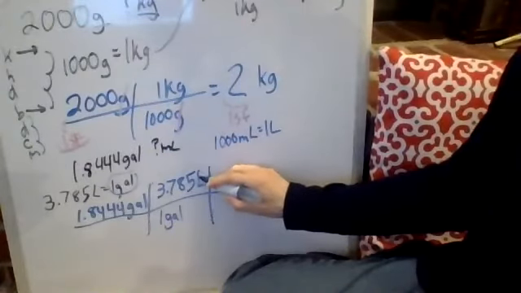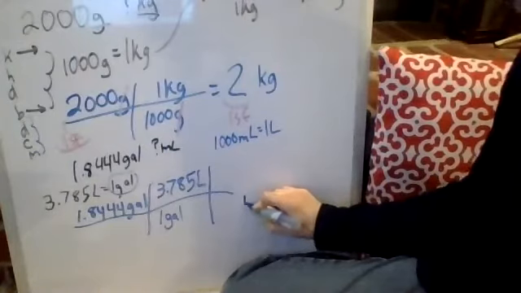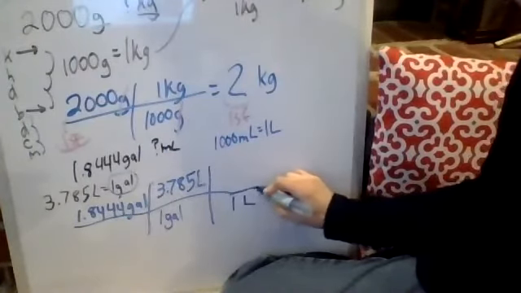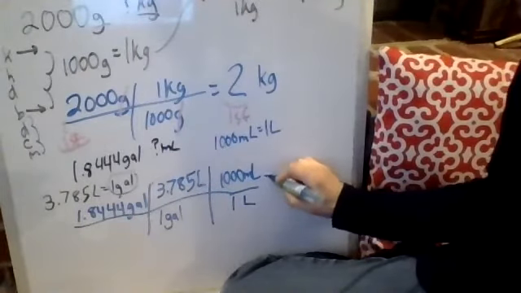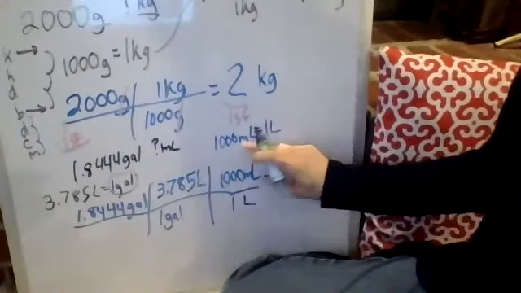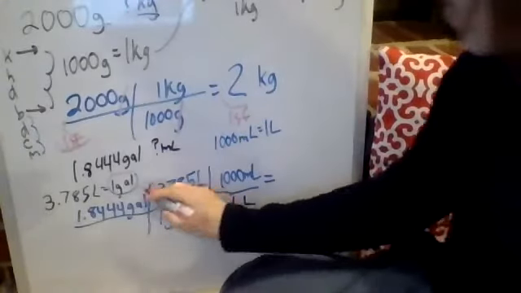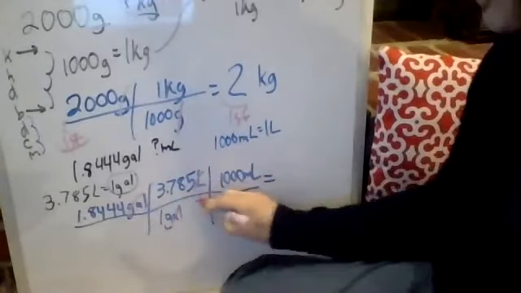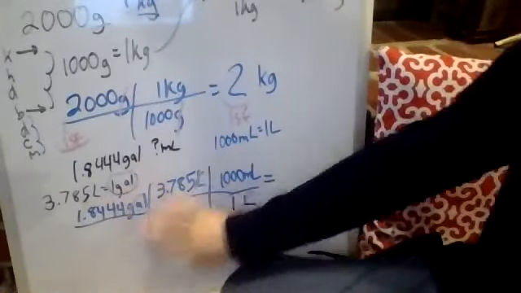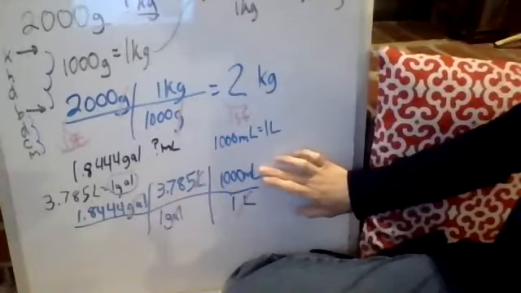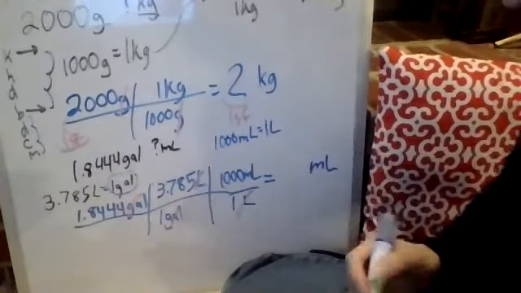So we're going to have liters in the top here. We need to put the liters in the bottom in order to cancel out. That means we put the 1,000 milliliters on top, liters in the bottom. Now let's double check our units. Gallons cancels out with gallons, liters cancels out with liters. The only unit in this whole thing that we didn't cancel out is milliliters. So our answer will be in milliliters.